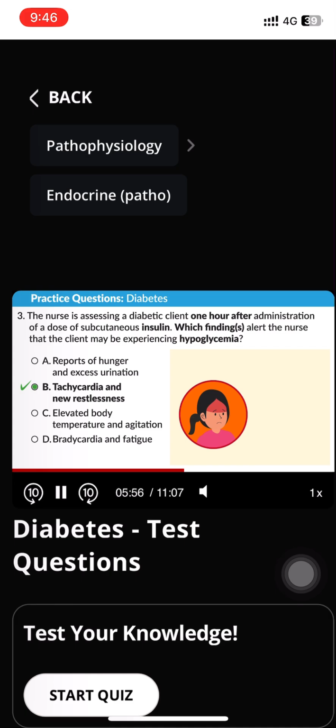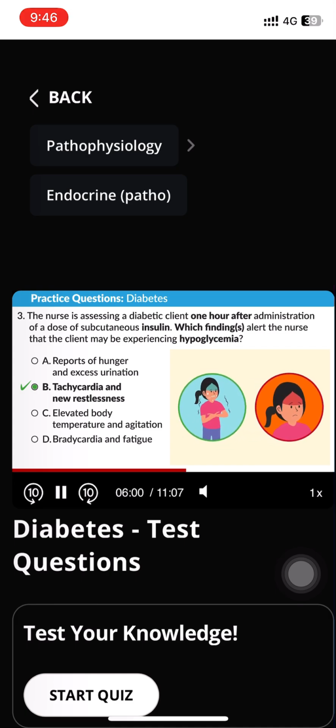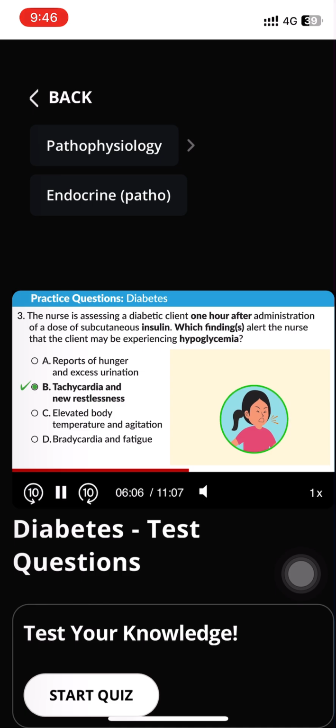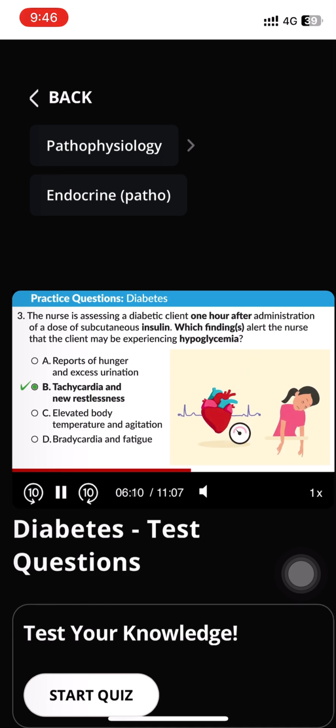Elevated body temperature and agitation. No, clients get cool and clammy and also sweaty. Not hot here with that elevated body temperature. But the agitation is correct. Now, option D, bradycardia and fatigue. No, not the low heart rate, but rather tachycardia with low sugar.